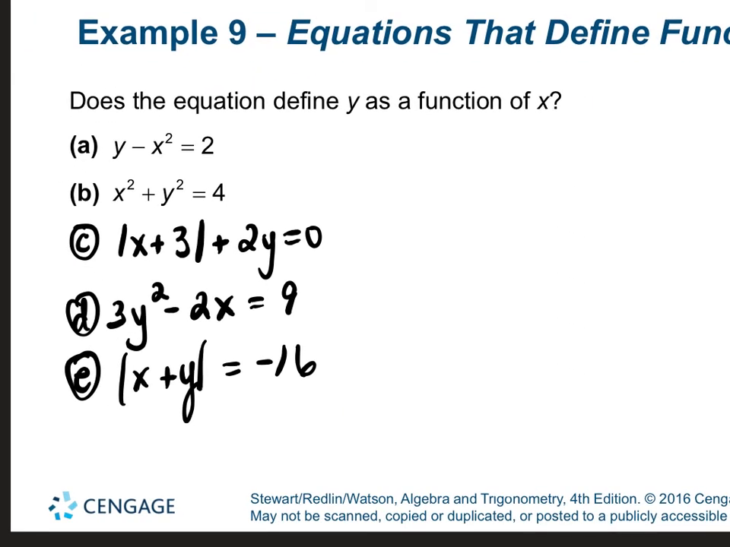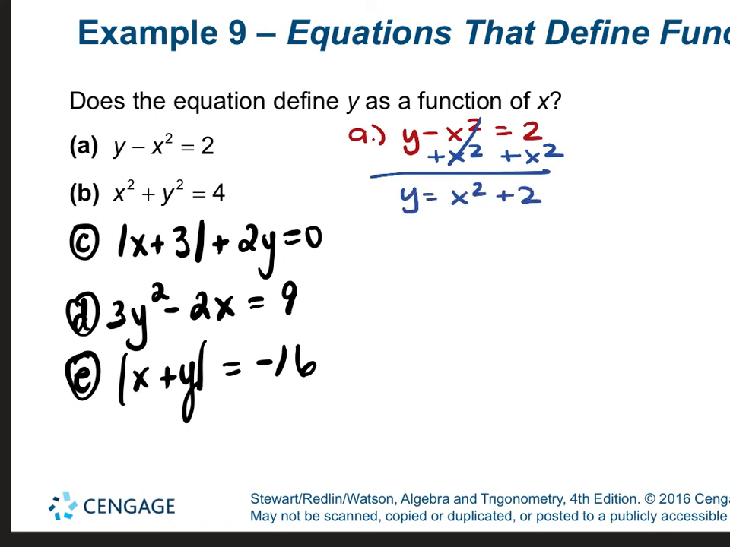We're asked if the equation defines y as a function of x. So do we have functions here? For example, A, you have y minus x squared is equal to 2. Even if you took this and solved it for y, you're going to have to add that x squared to both sides, and you get y is equal to x squared plus 2. Y is not inside the absolute value bars, and it's not raised to an even power, so this is a function.